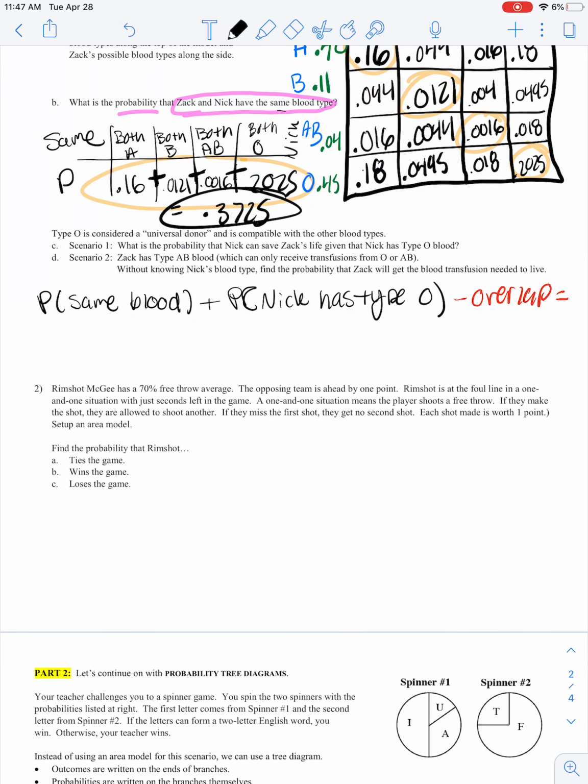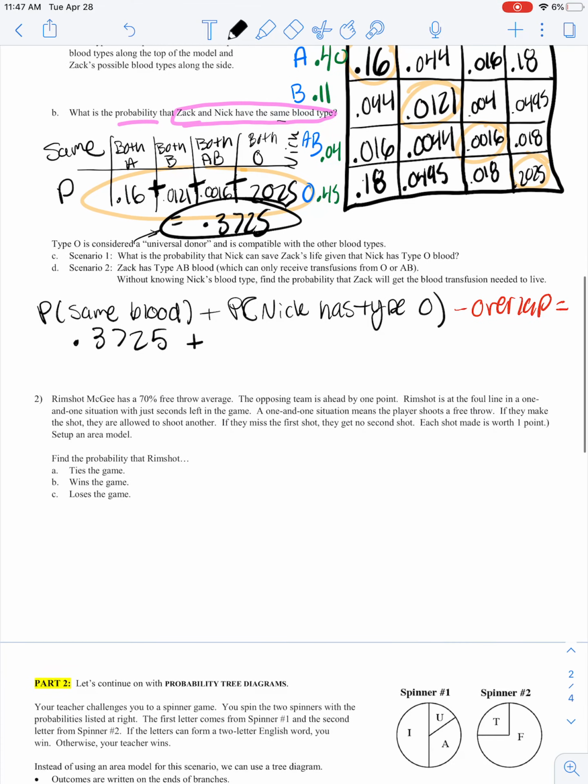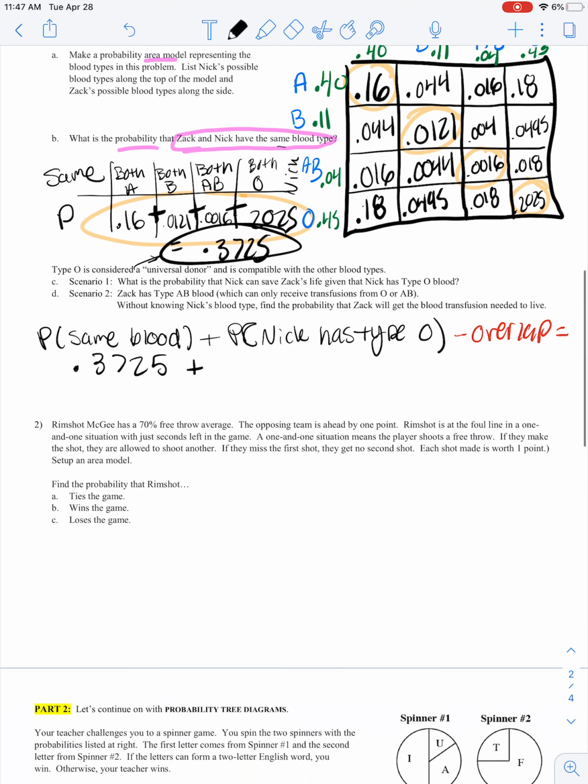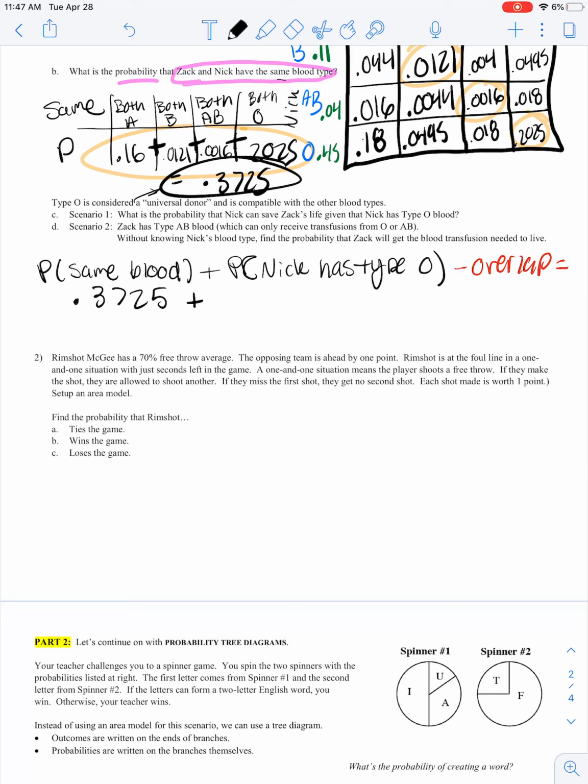Okay, so now let's look. What's the probability that they have the same blood? We just found that out right there from the previous problem. 0.3725 plus the probability that Nick has type O minus the overlap that they both have type O. So this is the probability they have the same blood type, probability of any person having type O by themselves, minus the overlap of them both having type O. You get 62%.